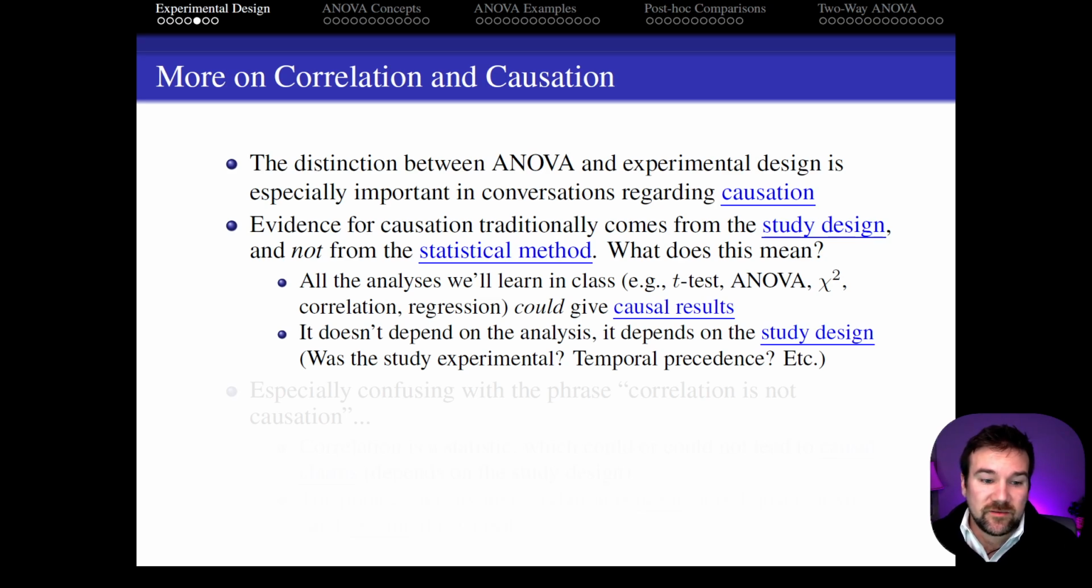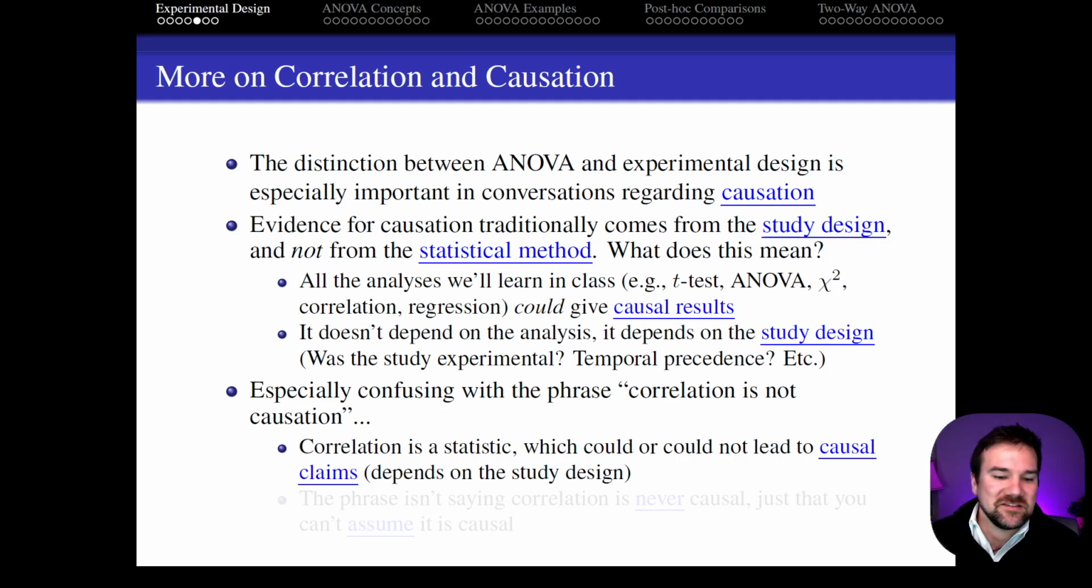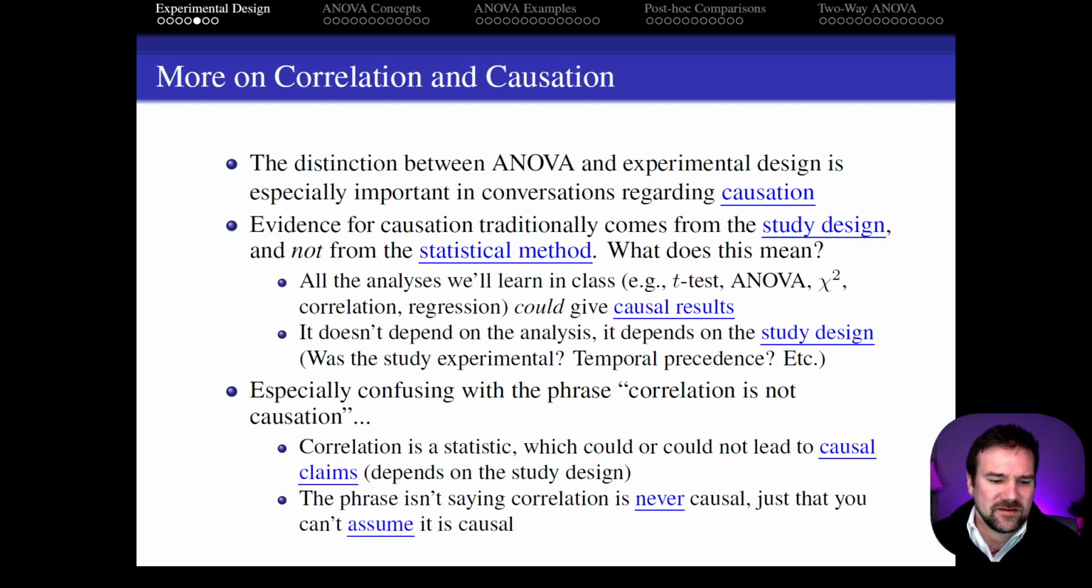That includes an experiment, but that also includes other things, temporal precedence. That means the thing that caused the second thing came first in time. So there's a few things that go into this to make a causal claim. Again, the analysis is not the deciding factor. It's the study design. This is kind of confusing because we say correlation is not causation. Again, correlation is a statistic. Causation depends on the study design, and statistics and study designs are two separate things.